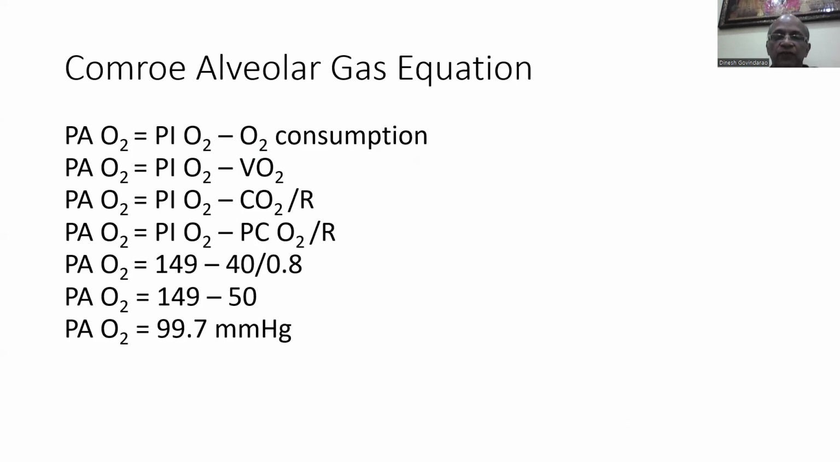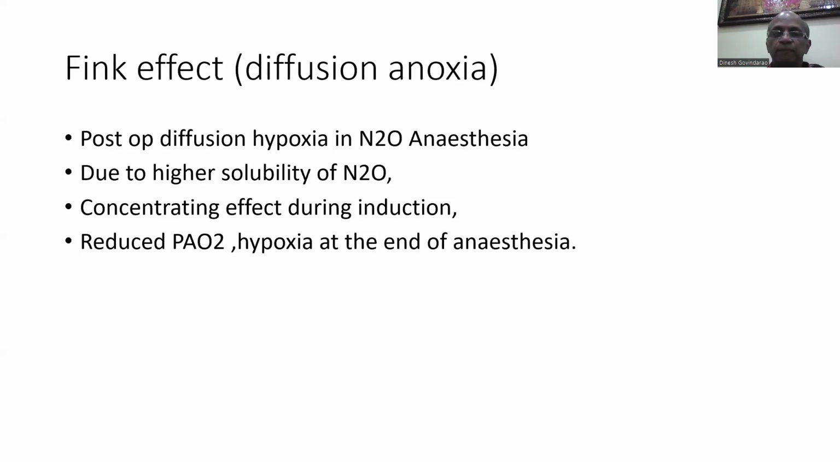The alveolar partial pressure of oxygen is equal to the inspired oxygen partial pressure minus the oxygen that is already consumed by the body. So it is equal to PiO2 minus VO2. VO2 is quantified by the production of carbon dioxide and the respiratory quotient. Therefore, the alveolar partial pressure of oxygen is equal to the inspired oxygen partial pressure minus the carbon dioxide partial pressure divided by the respiratory quotient. So, the alveolar partial pressure comes down by almost 50 millimeters of mercury from the humidified inspired air to about 100 millimeters of mercury.